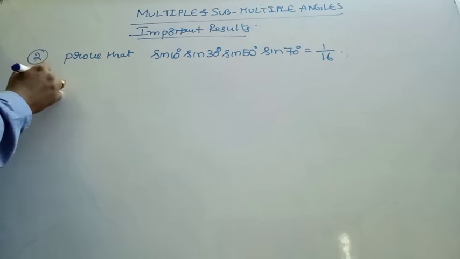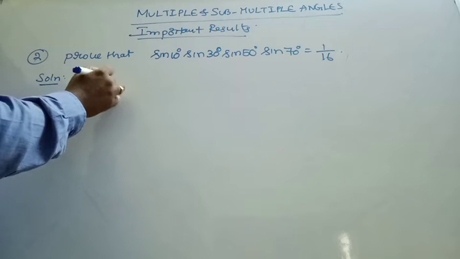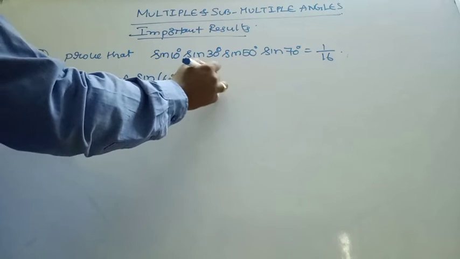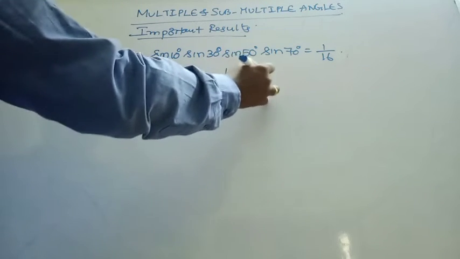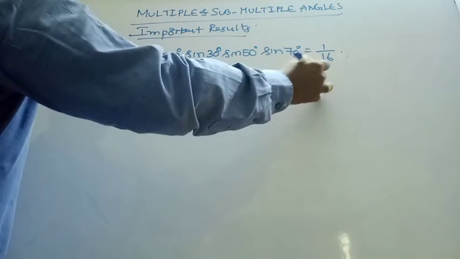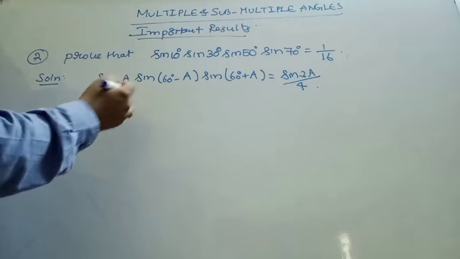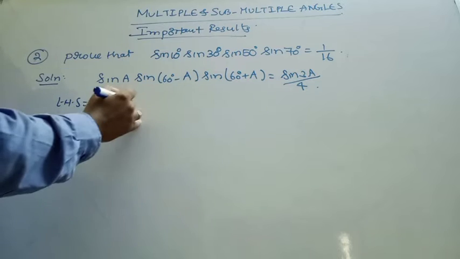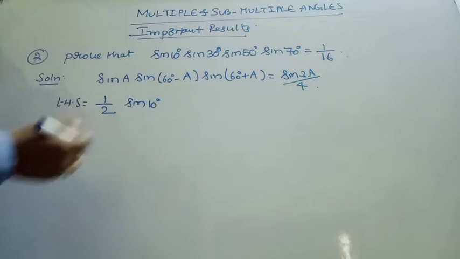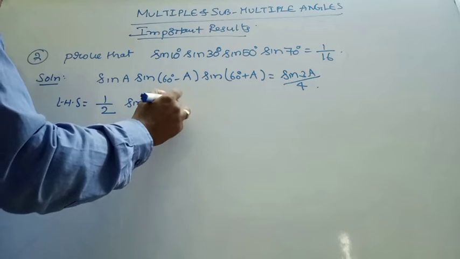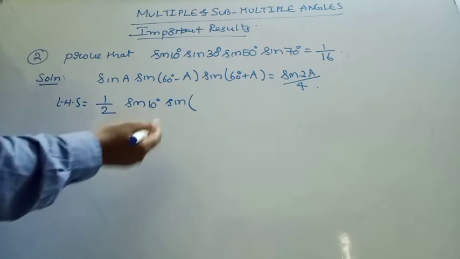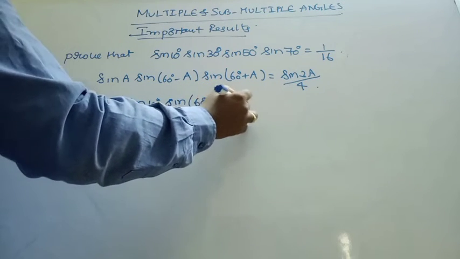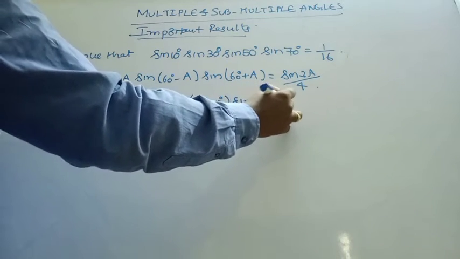How we will prove, you see, my dear students, now only we proved that sin A into sin 60 degrees minus A into sin 60 degrees plus A is equal to sin 3A by 4. Now you take here, in the left hand side part, sin 30 degrees is actually 1 by 2. Remaining, you take it as sin 10 degrees. Now, sin 10 into sin 50 degrees. Sin 50 degrees, you know that we can write as sin 60 minus 10, and sin 70 degrees we can write as 60 degrees plus 10 like this.